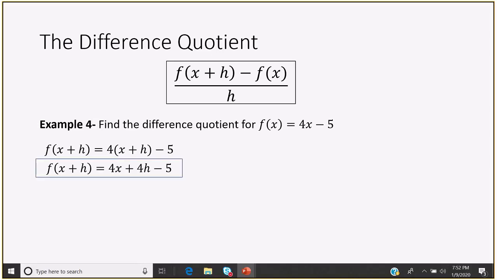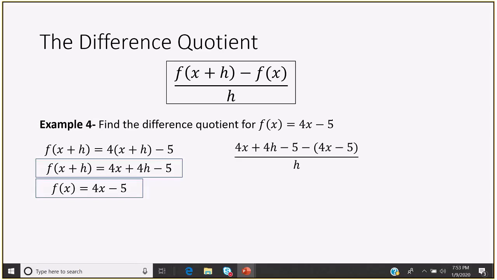And yeah, the simplification gets a little bit more complicated than this problem, but as far as the process goes, that's the idea. You take your function, you replace your x with x plus h, ideally in parentheses, and then you simplify. So that's my f of x plus h for this. My f of x is already given to me, so I don't really have to find that at all. And now I just put those into my difference quotient. So f of x plus h is now replaced with what I found, 4x plus 4h minus 5. And f of x is replaced with what I was already given, 4x minus 5.